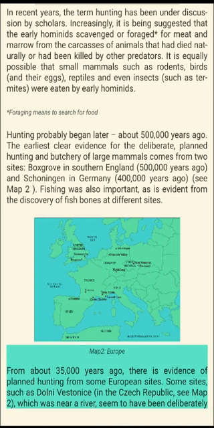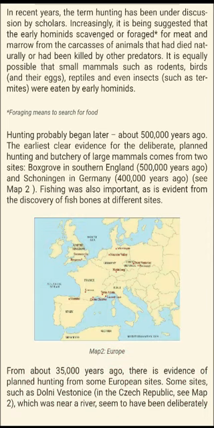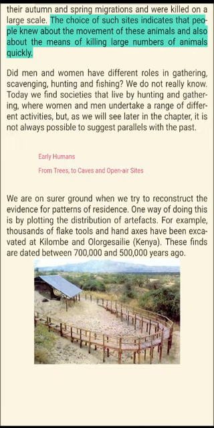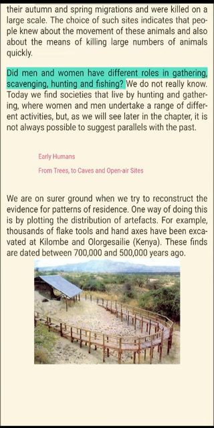Map 2. From about 35,000 years ago in Europe, there is evidence of hunting from some sites. Some sites, such as Dolní Věstonice in the Czech Republic, see Map 2, which was near a river, seem to have been deliberately chosen by early people. Herds of migratory animals such as reindeer and horse probably crossed the river during their autumn and spring migrations and were killed on a large scale. The choice of such sites indicates that people knew about the movement of these animals and also about the means of killing large numbers of animals quickly.